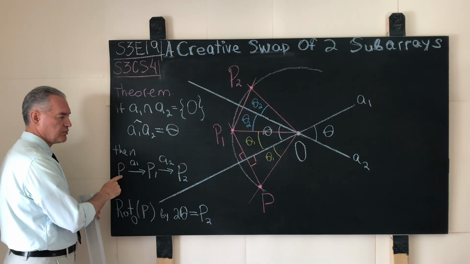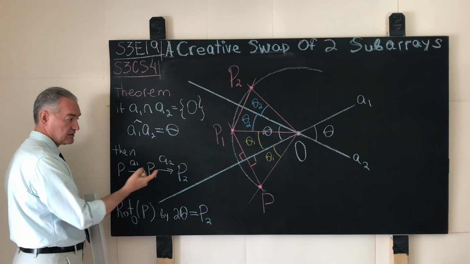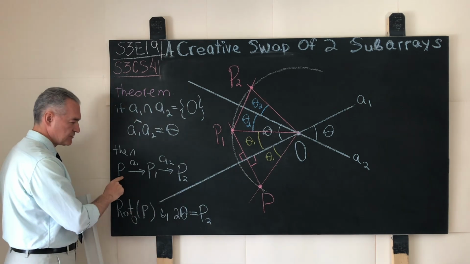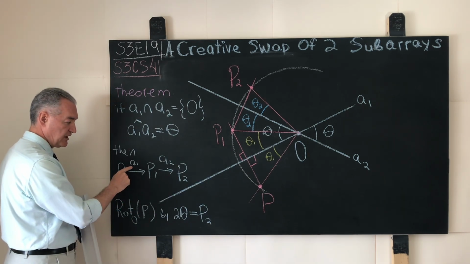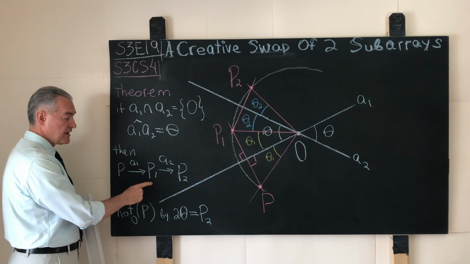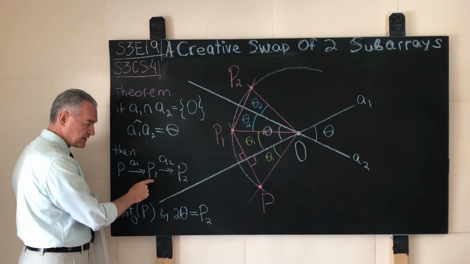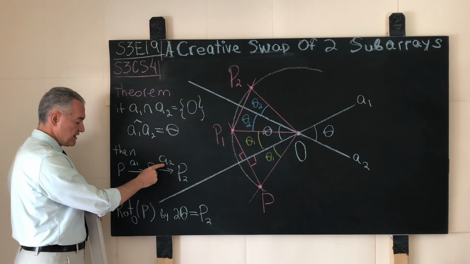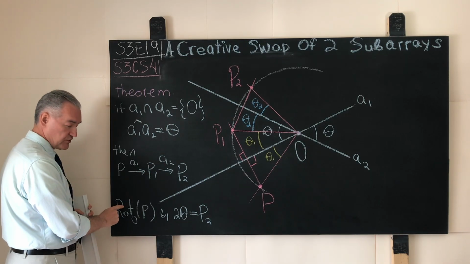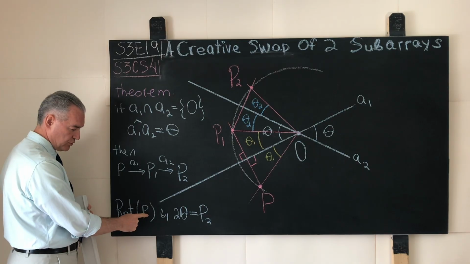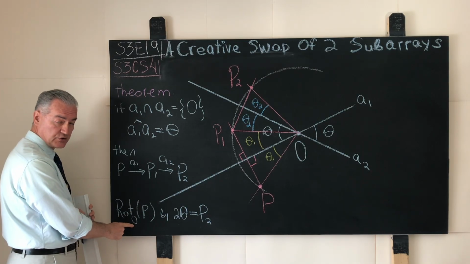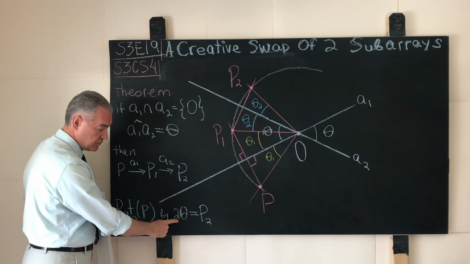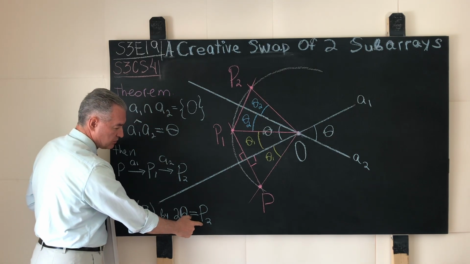If a sample point P, that in the general case does not sit on any of these straight lines, is reflected into the point P1 in the straight line A1, and then that point P1 is reflected into the point P2 in the straight line A2, then the rotation of the parent plane, or of the point P, about the point O, where the two straight lines intersect, by twice the angle between them, 2 theta, is equivalent to this reflection.